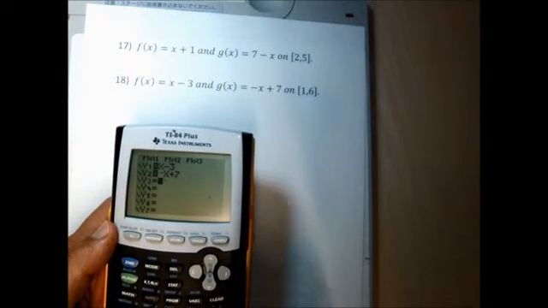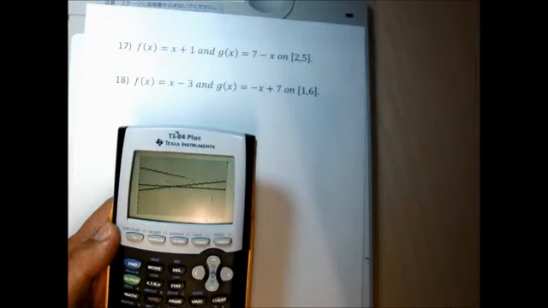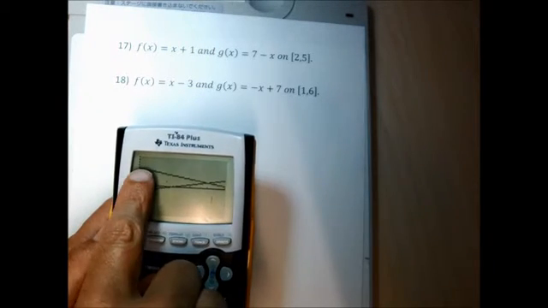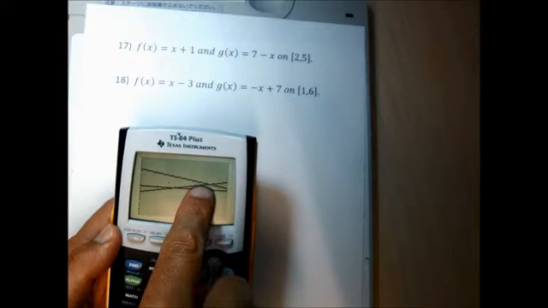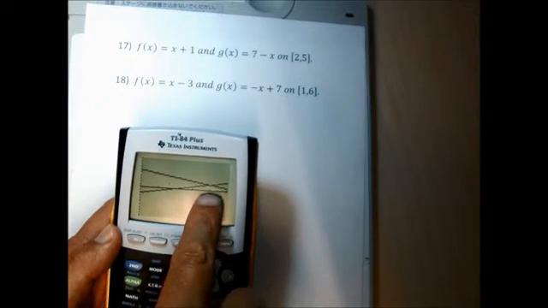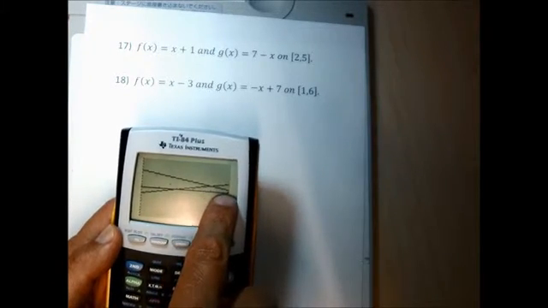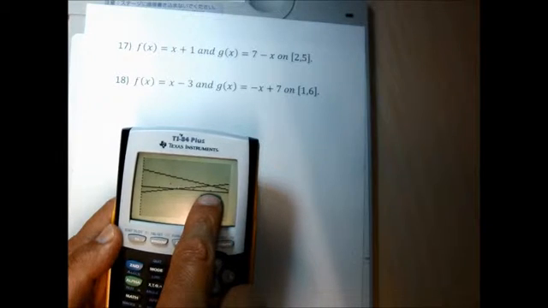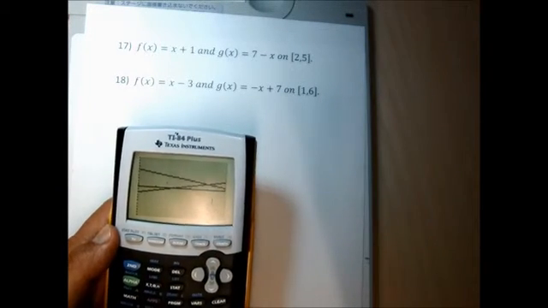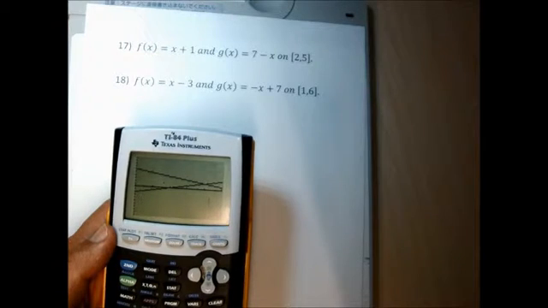And I'm going to watch closely where it's on top and where it's on the bottom. So at first, the negative x plus 7 is on top until there. Then it becomes on the bottom. I need to find the x-coordinate of where they meet. And if my calculator gives me an integer, we'll use my calculator's work. If my calculator gives me a decimal, I need to do it by hand.